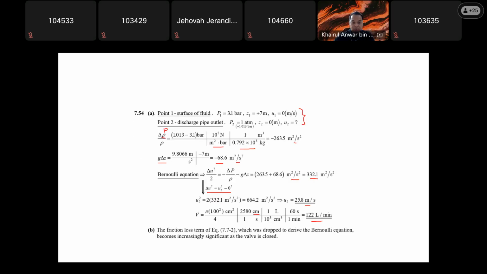When partially closed, the friction loss term of equation 7.7, which is referred to in the mechanical energy balance and was dropped to derive the Bernoulli equation, becomes increasingly significant as the valve is closed.